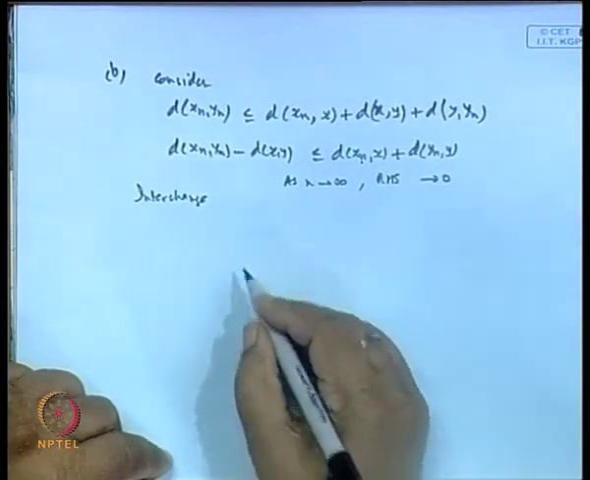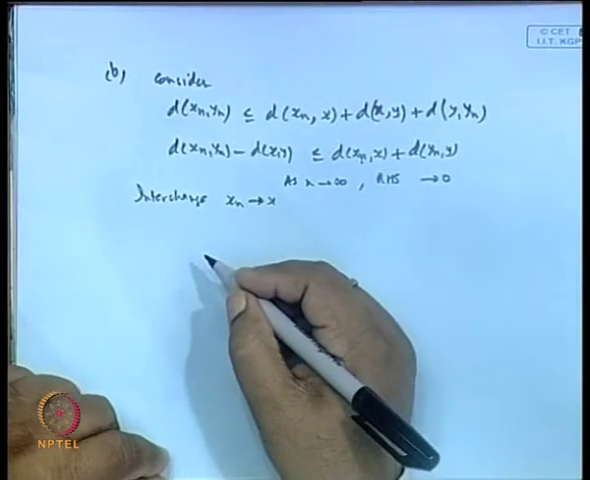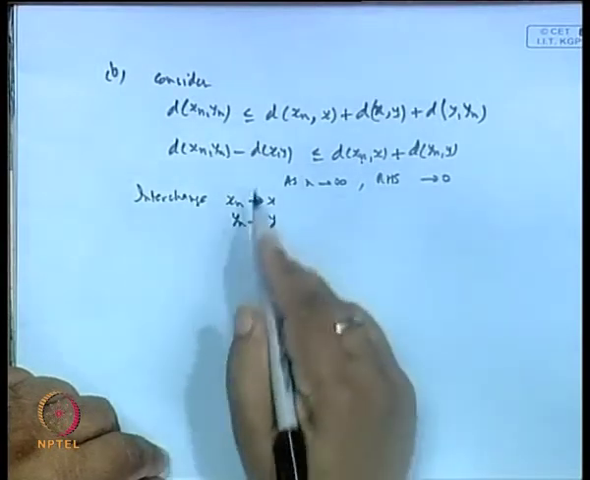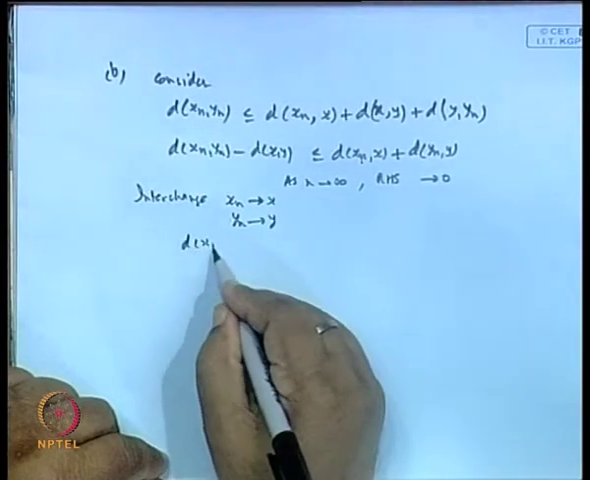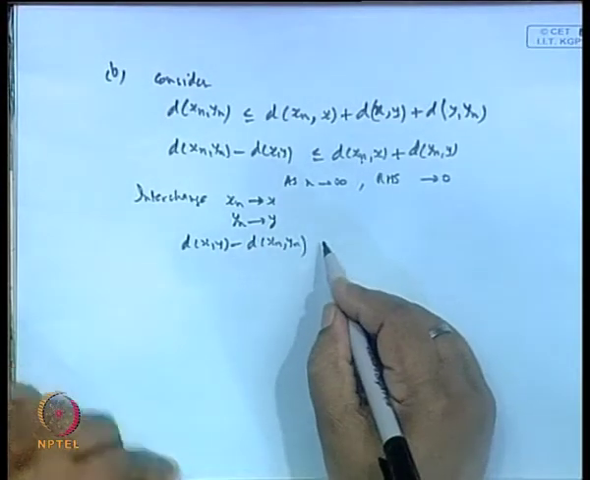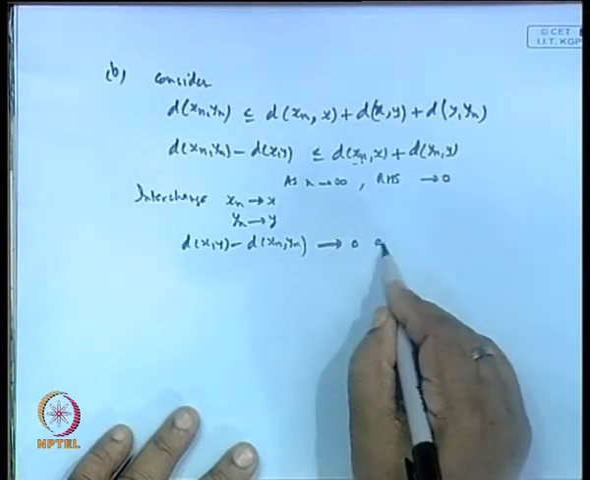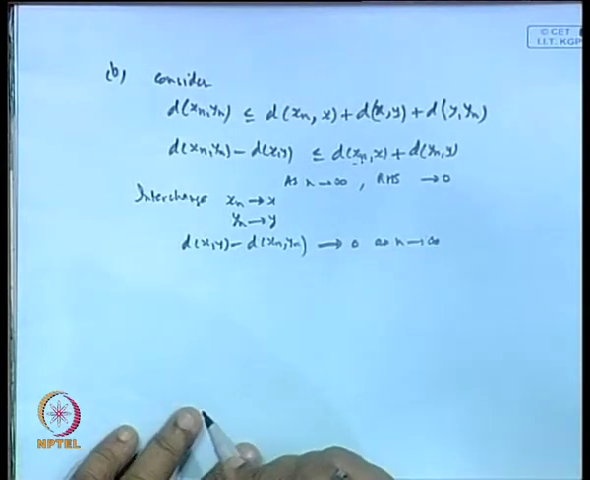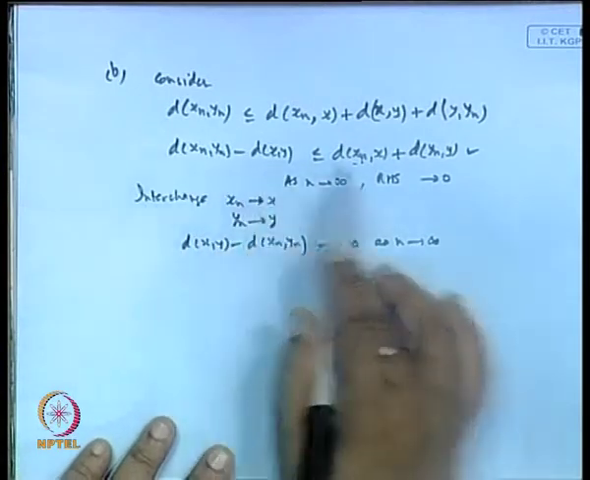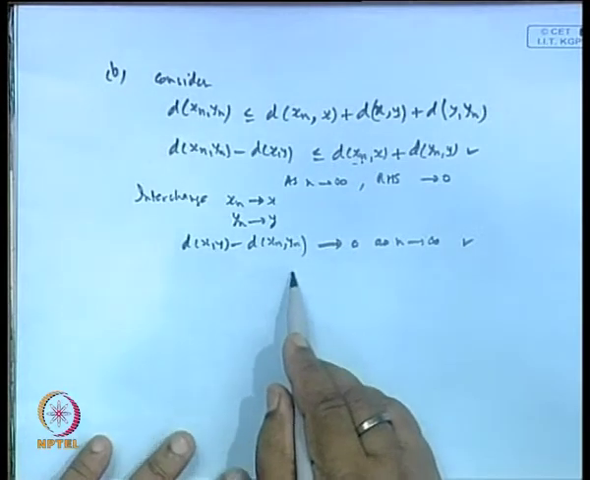Now, interchange the role of x n and x, that is x n is interchanged with x, y n interchanged with y. Then here you are getting d of x y minus d of x n y n, and this can be further written, because if I interchange x n and x, there is no change. So, this will also go to 0 as n tends to infinity.